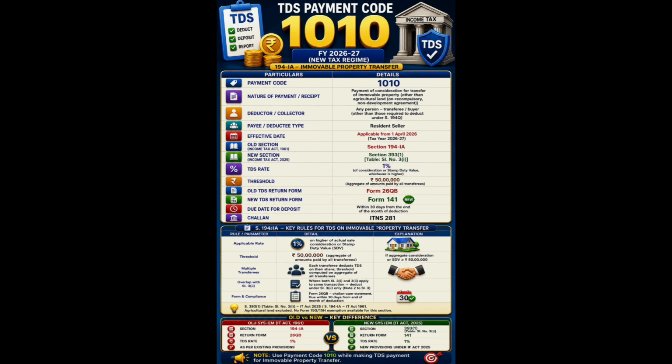Old section as per the old Act of 1961: section 194IA. New section as per the new Income Tax Act 2025: section 393, subsection 1, table serial number 3(I). TDS rate 1% of the higher of actual consideration or stamp duty value. Threshold limit 50 lakh, the aggregate of the amount paid by all the transferees.